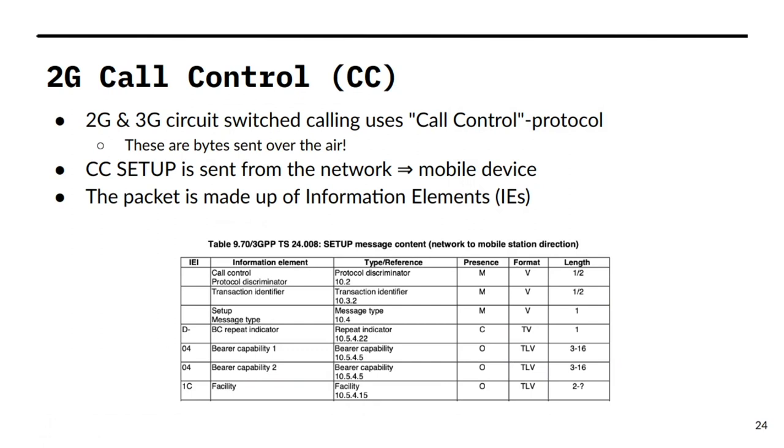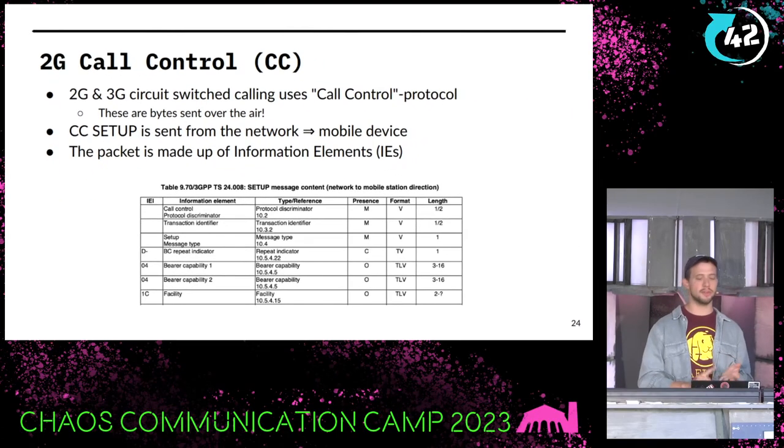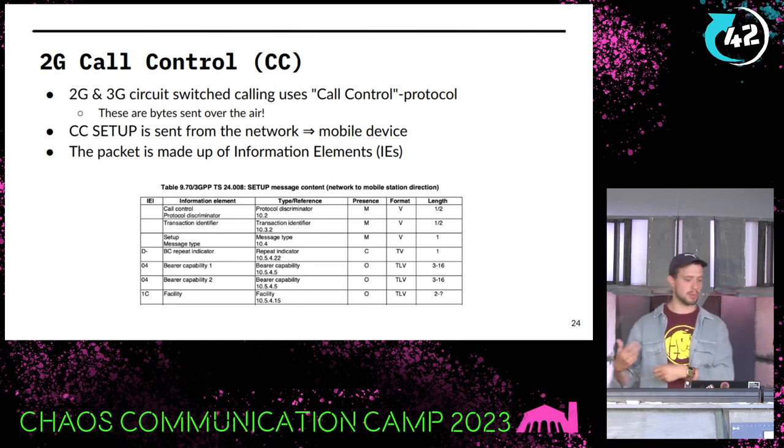Anyway, this CC task, this call control task, is the task that does everything for circuit switched calling. So in the more modern spec, if you call somebody, it's actually just a voice over IP or LTE, voice over LTE call. So it's only bytes and packets flying around. Back in the day, it was circuit switched. It was already bytes, but it was circuit switched. And there's still bytes sent over the air. And then there's different messages that this CC task will basically eat and do something with.